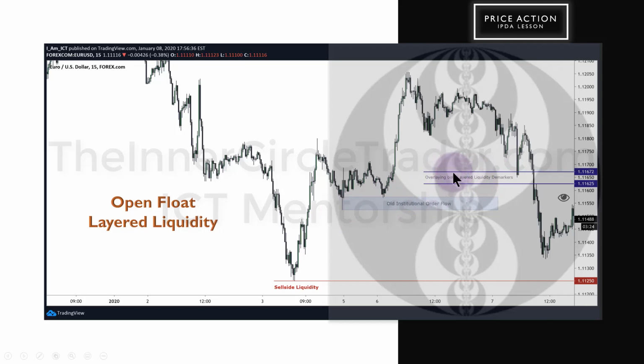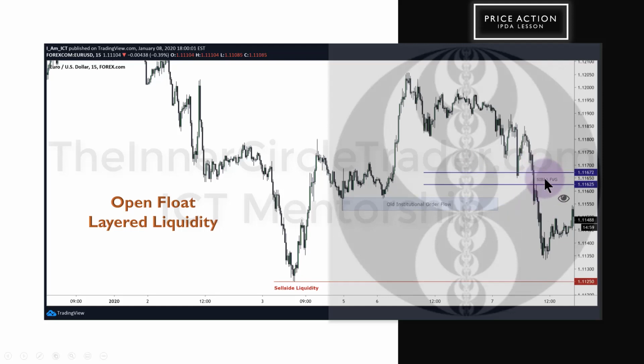In this range, okay, this is a specific layered liquidity demarker. In this range, okay, what we're looking for is a specific IPDA PD array. So I'm going to ask you, looking at that, what resides inside this range?